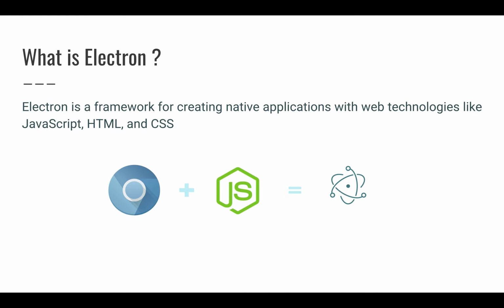After Electron came into the market, many companies started using it. For example, WhatsApp, Slack, Skype, these companies started using Electron for their desktop applications. So why are people going beyond Electron?